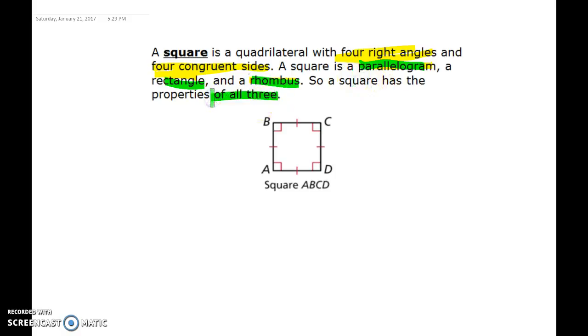All right, so in a square, opposite sides are congruent, opposite angles are congruent, consecutive angles are supplementary. The diagonals not only bisect each other because of a parallelogram, but the diagonals are also congruent. So that means AC is going to be congruent to BD, right? Because a rectangle's diagonals are congruent. And it also means that the diagonals bisect the angles, so all of these angles will be congruent. So a square has every single characteristic that we've talked about for a parallelogram, rectangle, or rhombus.